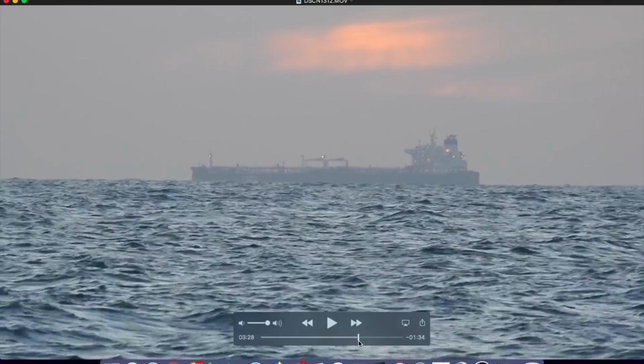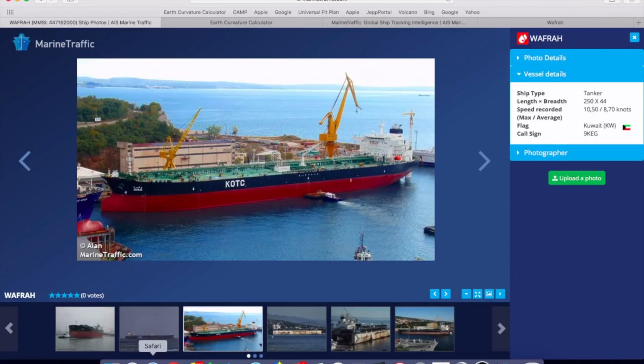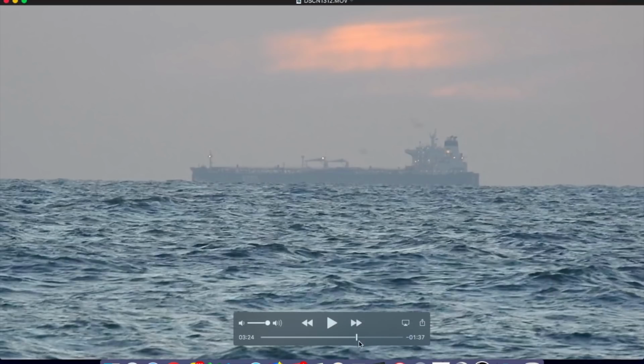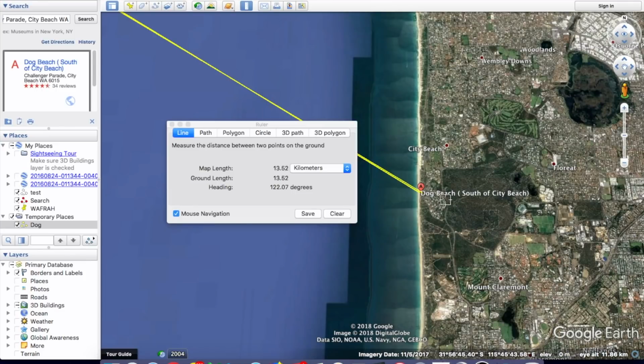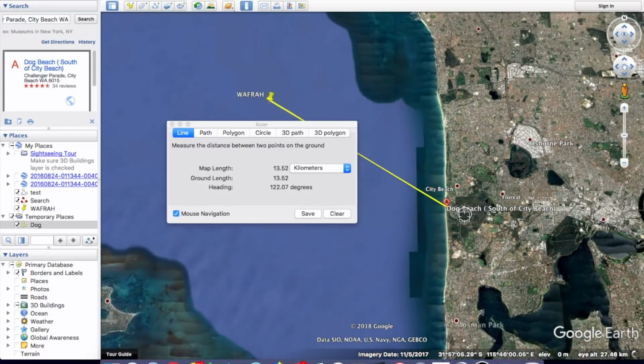And the vessel we are looking at here is the Wafrah. That's the ship, and you can see the letters KOTC on the left hand side. Now in my video you can see those letters quite clearly as well, KOTC. Now the location I was filming from was Dog Beach, south of City Beach in Perth, Western Australia.